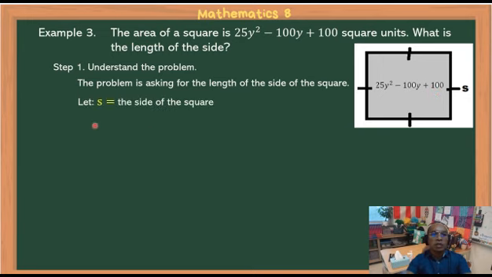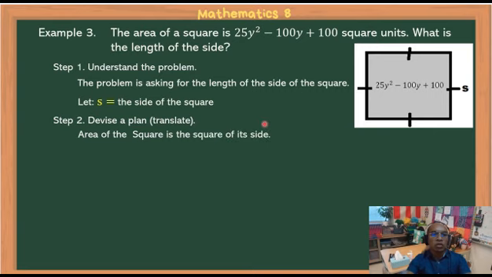So in this case, we will let S represent the side of the square. And we are going to make an equation that will satisfy the given condition. According to the problem, we are looking at the area of the square. And we all know that the area of the square is obtained by squaring the side of the square. So if this is the side of the square, and we multiply it by itself two times, that is now the area of that square.